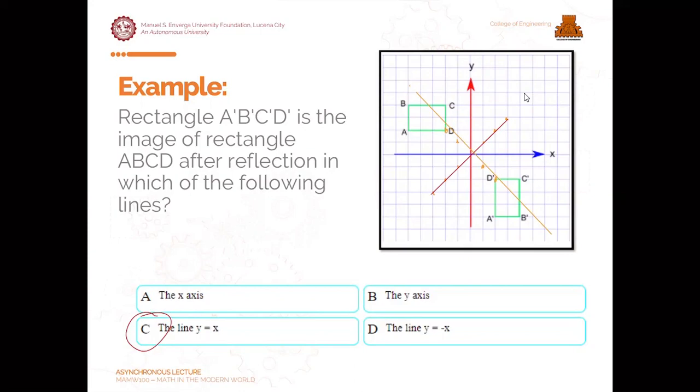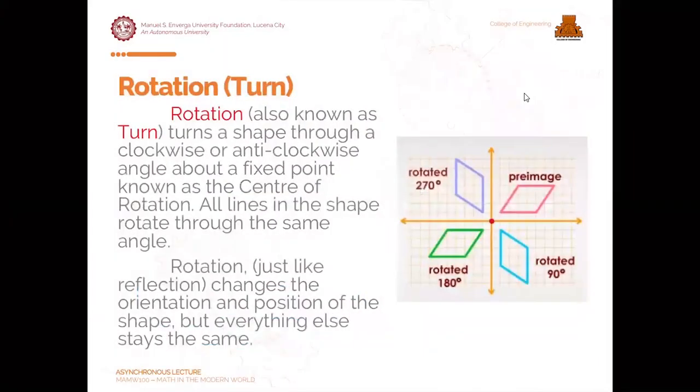Next is we have yung isang pang final na type ng rigid transformation, yun yung rotation or tinatawag nating turn. So rotation, also known as turn, is a shape through a clockwise or anti-clockwise. So anti-clockwise meaning counterclockwise, no? Angle about a fixed point known as the center of rotation. Okay? So all lines in the shape rotate through the same angle. Okay? So rotation, just like reflection, changes the orientation and position of the shape, but everything else stays the same.